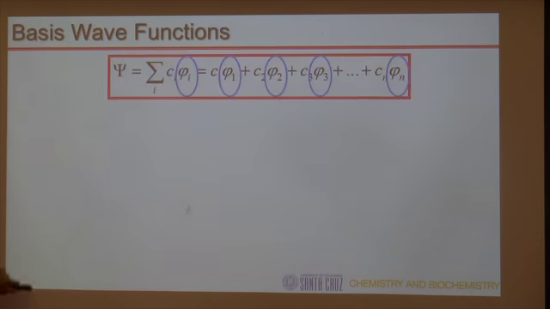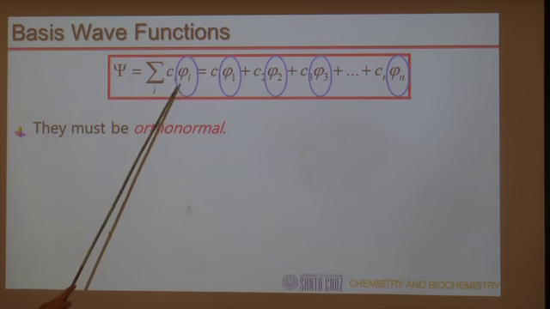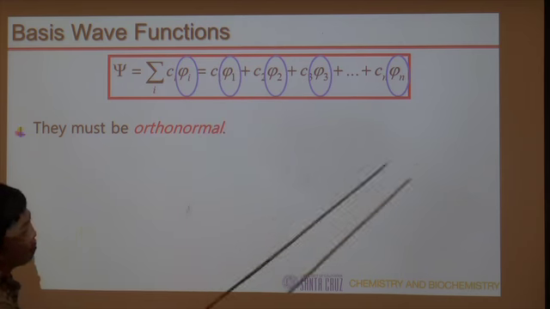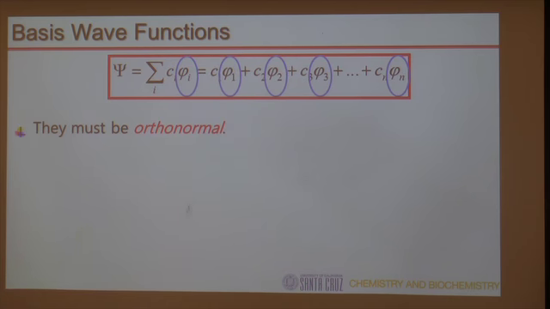Okay? One more thing about the basis wave functions. So what are they? First, the requirement is they must be orthogonal. Here, orthogonal means psi1 with psi1 itself must be normalized, but psi1 with psi2, psi3, psi4 to psi n must be orthogonal. Same thing for psi2: psi2 with psi2 must be normalized, but psi2 with psi1, psi3, psi4 until psi n must be orthogonal. Okay, this is the first requirement for them.